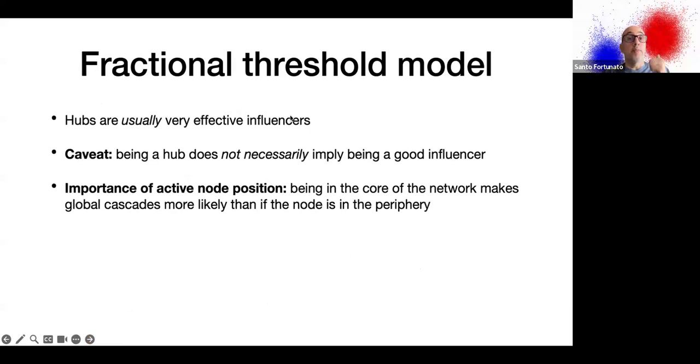So vulnerable nodes, the more you have, of course, the more easily you can trigger a cascade, because these nodes can be easily convinced. As soon as one of their neighbors becomes active, they will switch to the active state themselves. And you can wonder, who are the most effective influencers?